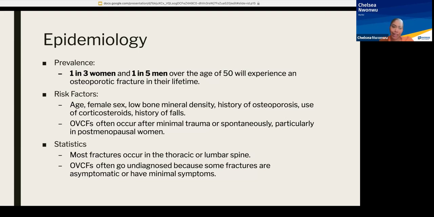And another critical point is that prior fractures increase the risk of future fractures, a phenomenon also described as the domino effect, and it highlights the importance of fracture prevention strategies and osteoporosis management. Okay, next slide.